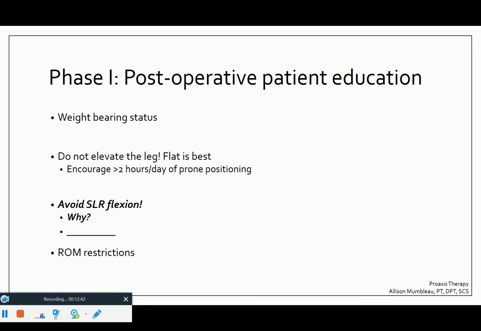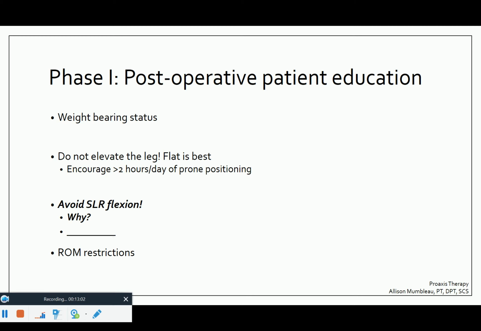continuously throughout the day, they may develop a hip flexion contracture, and this is really hard to stretch out over time. So really what we do is we encourage our patients to try to accumulate 2 hours of prone positioning a day so that it prevents hip flexor contractures.